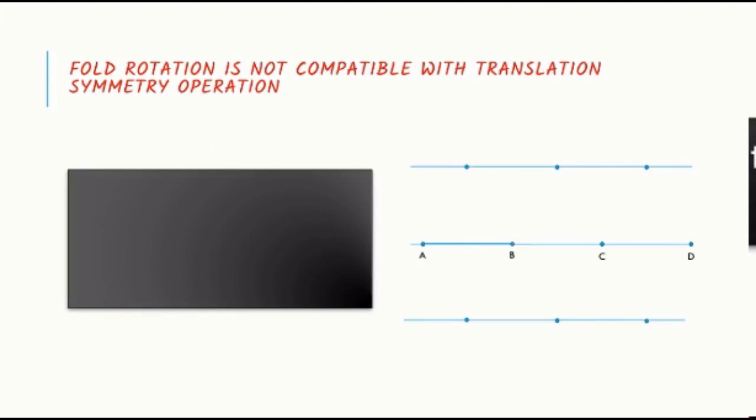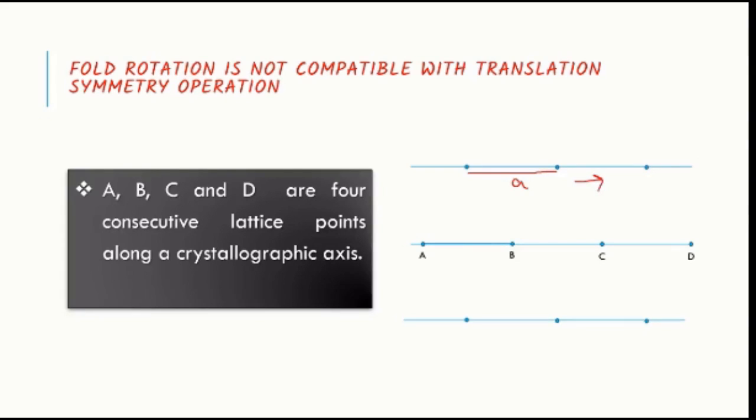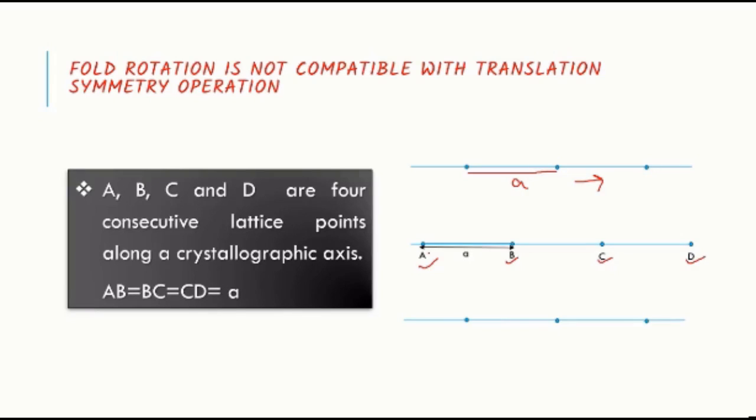As the arrangement is periodic, the repeat distance in a particular direction is fixed. So, we have taken the horizontal direction as the crystallographic direction. And the distance between any two consecutive points in this direction is, suppose, A. A, B, C, D are four consecutive points in our pattern along this direction. Therefore, all distances AB, BC and CD are equal, having measure equal to repeat distance A.